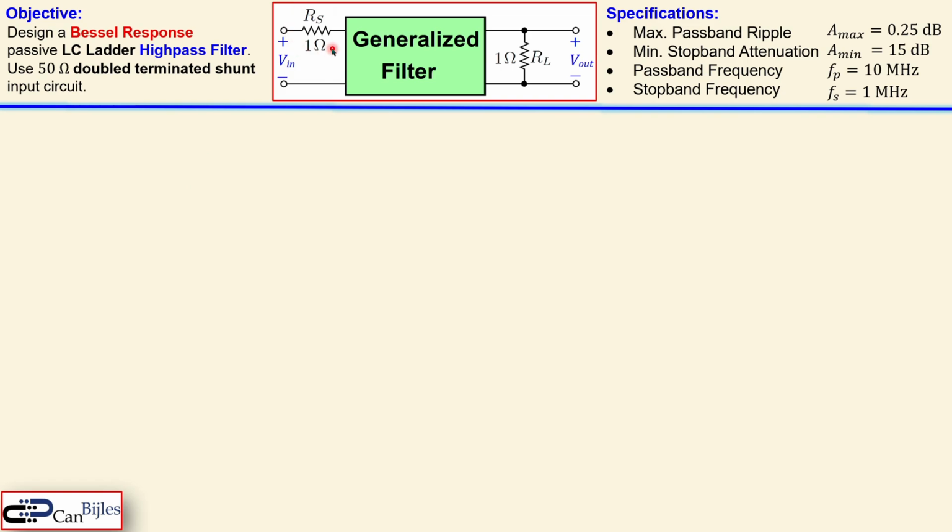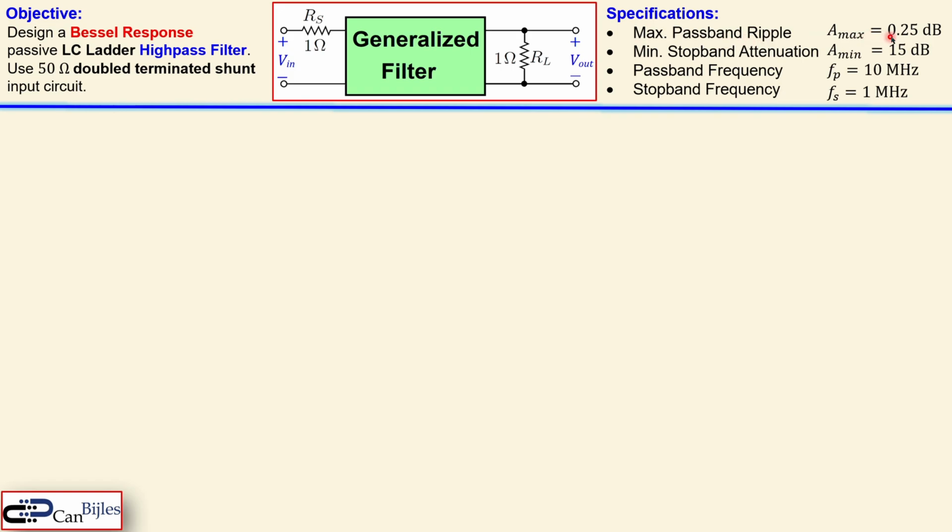And we have an RS, which is our source resistor, and RL, which is our load resistor. They are now scaled at 1 ohm, so that is our normalized values. And we need to scale it up to 50 ohm. In addition, we have these specifications.